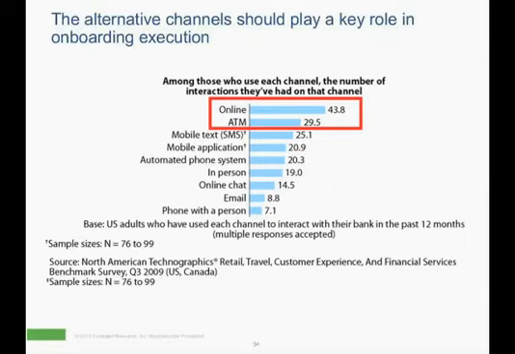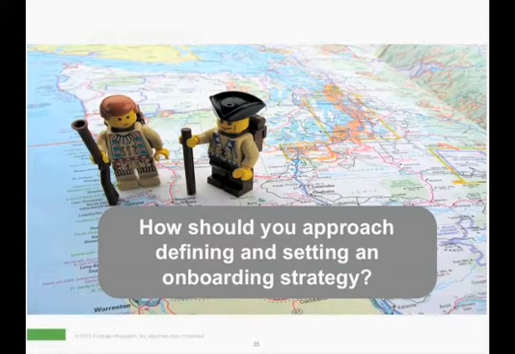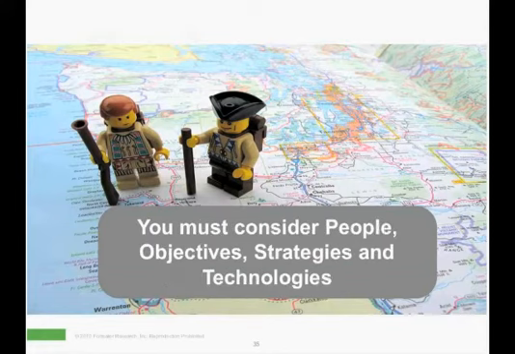What I'm showing here is the frequency of use among consumers among the channels that they actually use. We can see that on average, consumers access online 43 times over a given year, 29 times for the ATM. This is versus 19 times in person. So the digital channels, as well as direct mail, have to play a role here. We need to think about a very robust onboarding campaign that considers all channels and really understands how people use channels. So how should I approach defining and setting up an onboarding strategy? I want to talk a little bit about that.